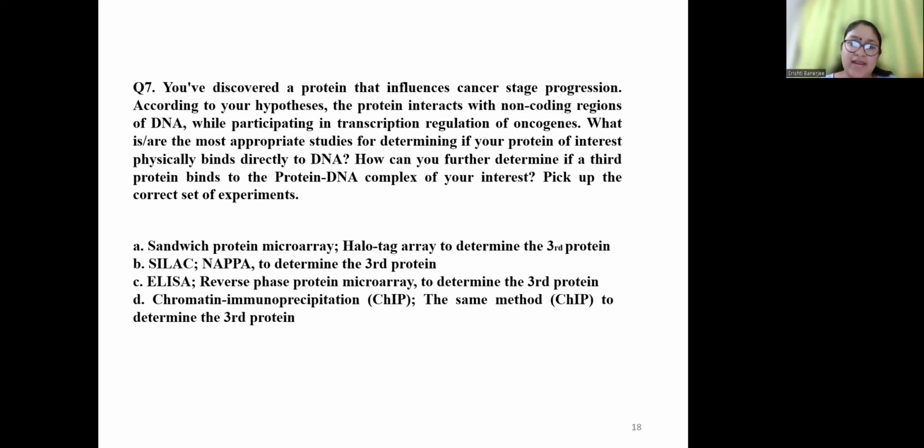According to your hypothesis, the protein interacts with non-coding regions of DNA while participating in transcriptional regulation of oncogenes. What are the most appropriate studies for determining if your protein of interest physically binds to the DNA? And how can you further determine if a third protein binds to the protein-DNA complex of your interest? Pick the correct set of experiments.